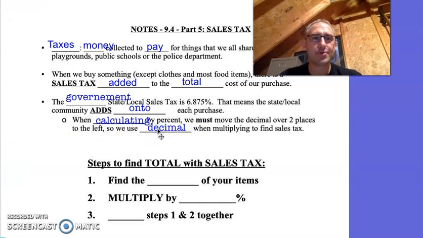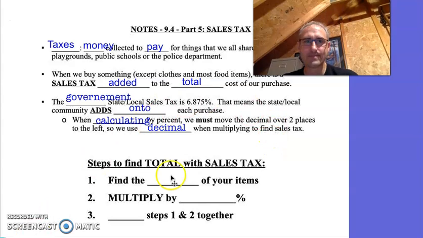So when we use percentages in tax, again, we must convert it into a decimal and then multiply it. So again, here are the steps. We're going to first find our total amount, and then we're going to multiply that by 6.875%.